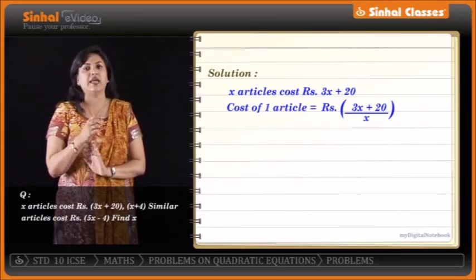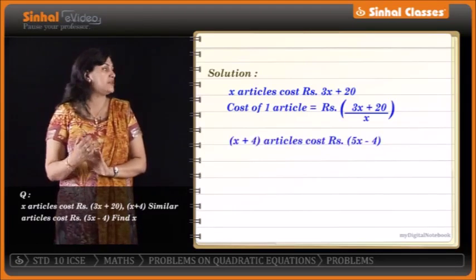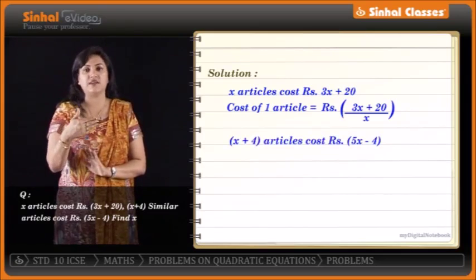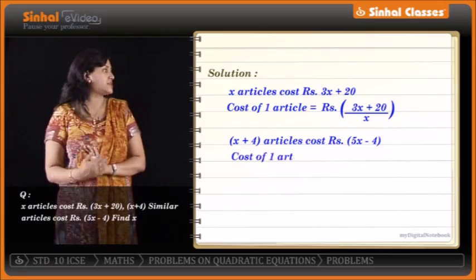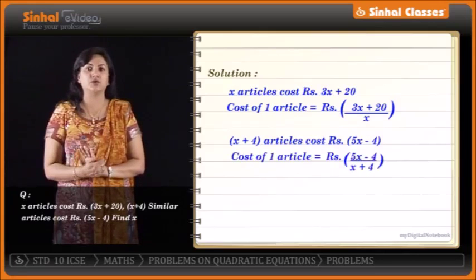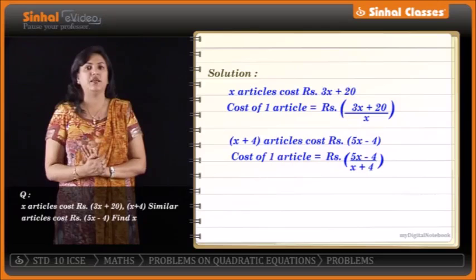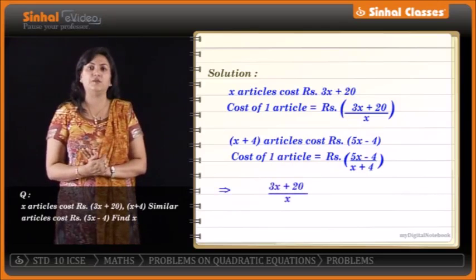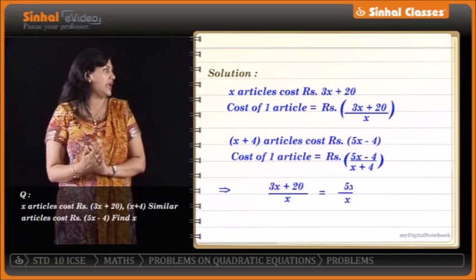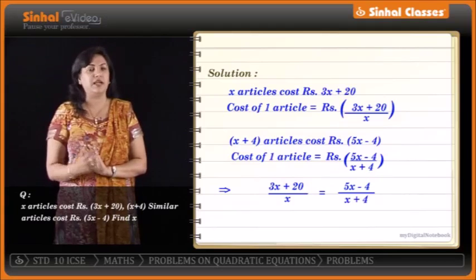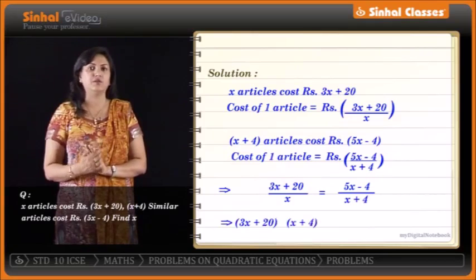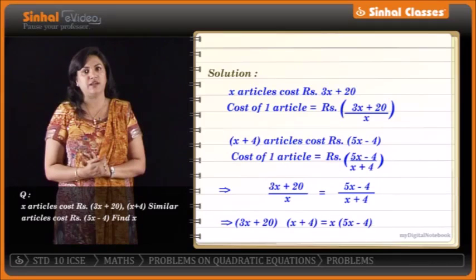Also given that x plus 4 articles cost rupees 5x minus 4. So the cost of one article will be rupees (5x minus 4) upon (x plus 4). Now they are similar type, so obviously their cost is going to be the same. So we can equate them as (3x plus 20) upon x is equal to (5x minus 4) upon (x plus 4). Cross multiply, we get (3x plus 20) into (x plus 4) is equal to x into (5x minus 4).